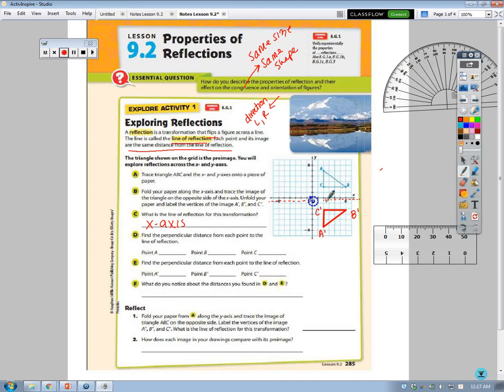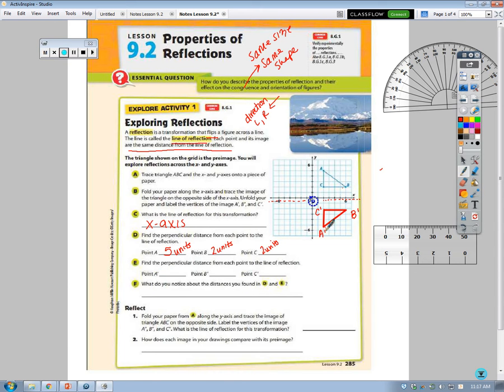So if the x-axis is my line of reflection, point A is 1, 2, 3, 4, 5 units from my line of reflection. So I want to write units. Point B, if x is my line of reflection, is 1, 2 units. And point C is also 1, 2 units. Okay, now I'm going to find the perpendicular distance from each point to the line of reflection for my prime, right, for my transformation.